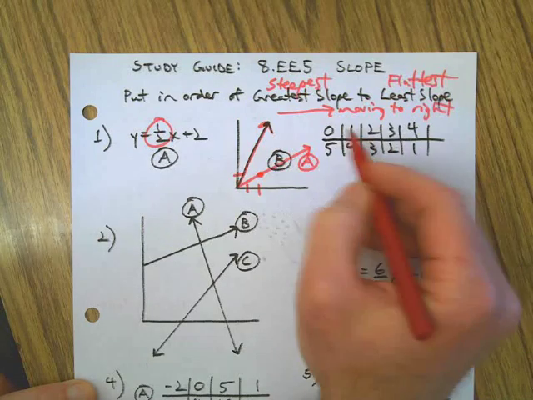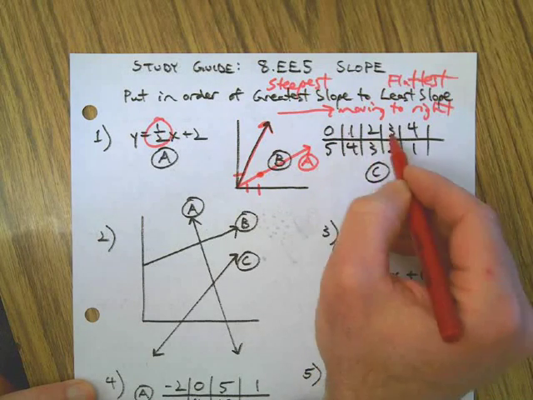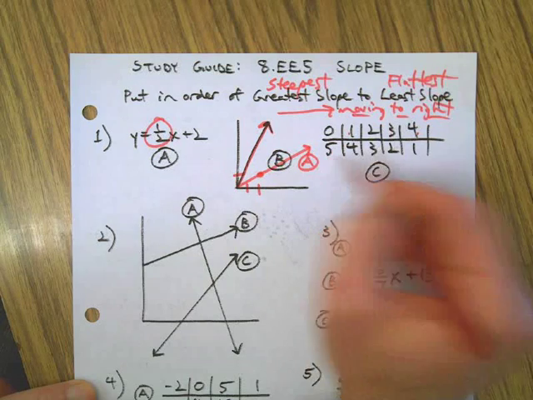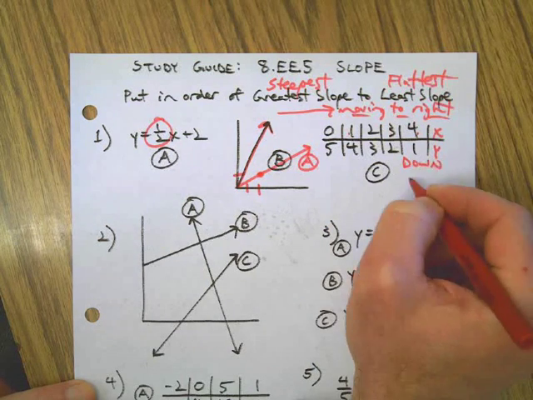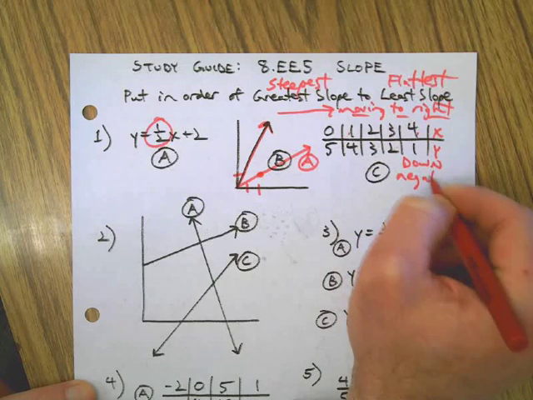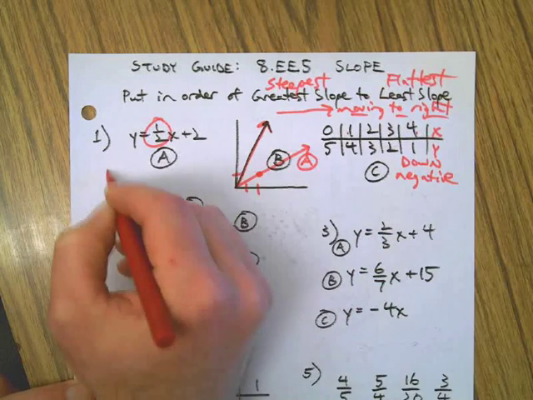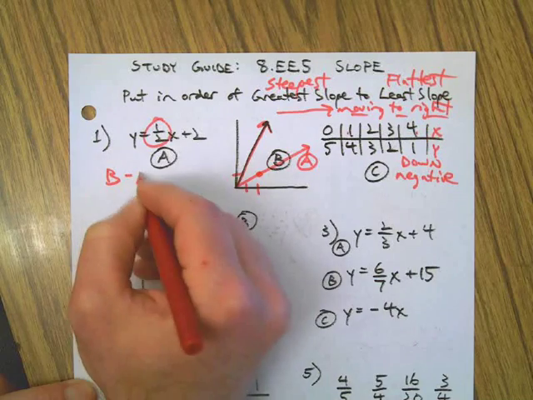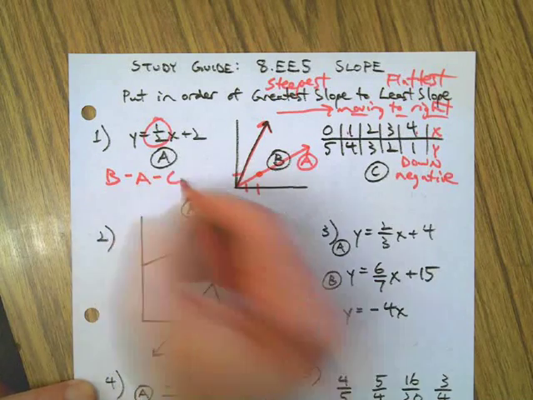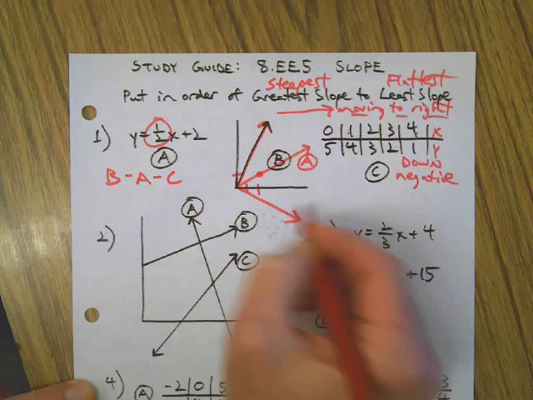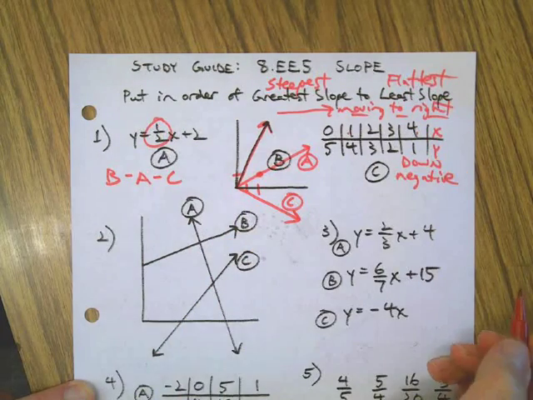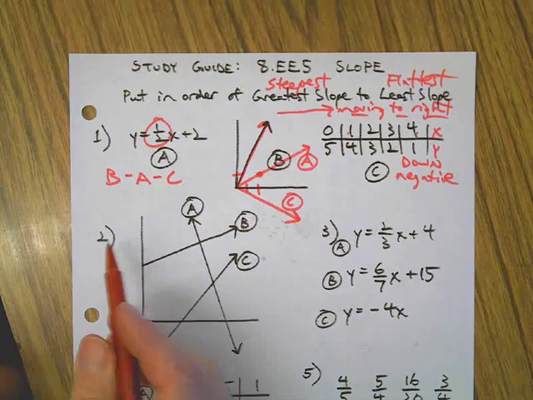C, as X is increasing or going to the right, Y is going down. That means negative. So B is the steepest, A is next, C is next. C would look like this if we had it on the graph. Okay? Going on to number 2.